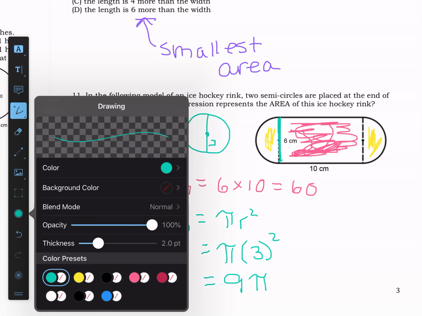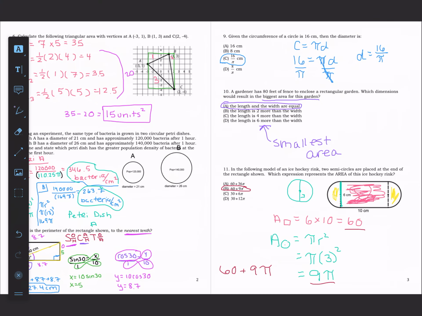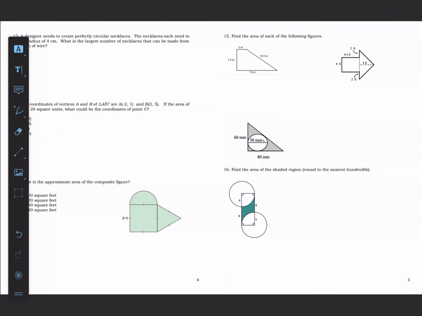Now to get the total area, then you're just taking these 2 guys and adding them together. So 60 plus 9 pi, which is answer choice B. Okay? All right. Very good. All right. A few more and then we're all done.